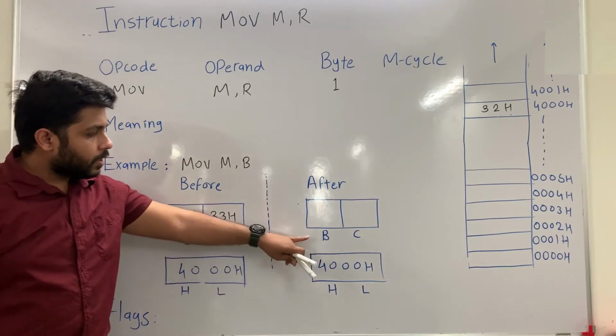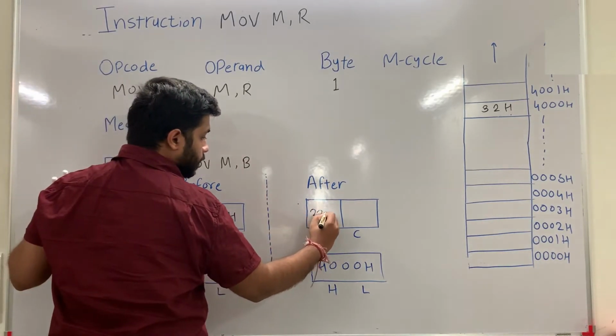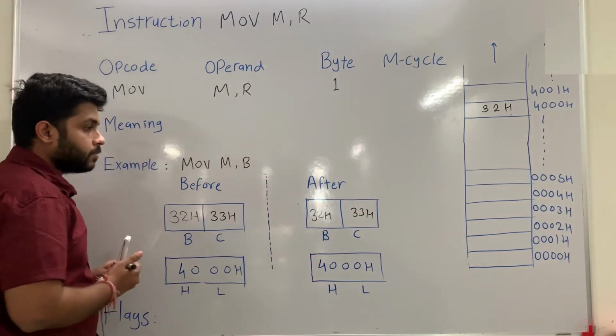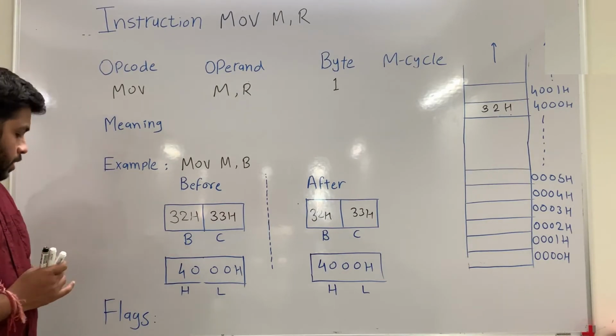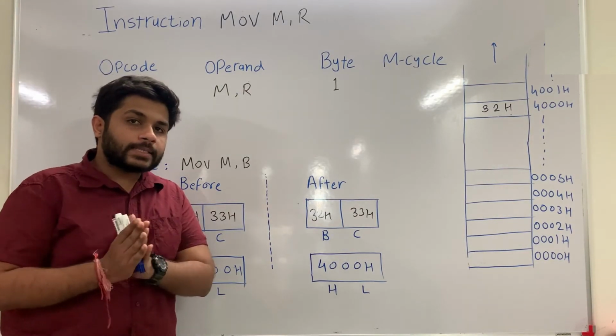After the execution, what will be the content of B and C? B will contain 32 H, C will contain 33 H and HL will contain the same. Flags: it is a data transfer instruction, so no flags are affected.